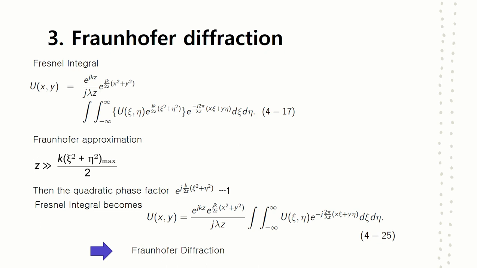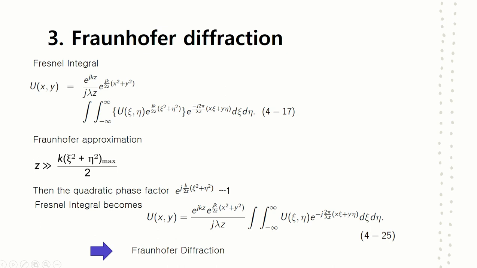Chapter 3 is Fraunhofer diffraction. Fraunhofer diffraction comes from the Fresnel integral. Equation 4-17 is the Fresnel integral. If z is much larger than k times (ξ squared plus η squared) over 2, then the quadratic phase factor goes to 1, and the Fresnel integral becomes this.